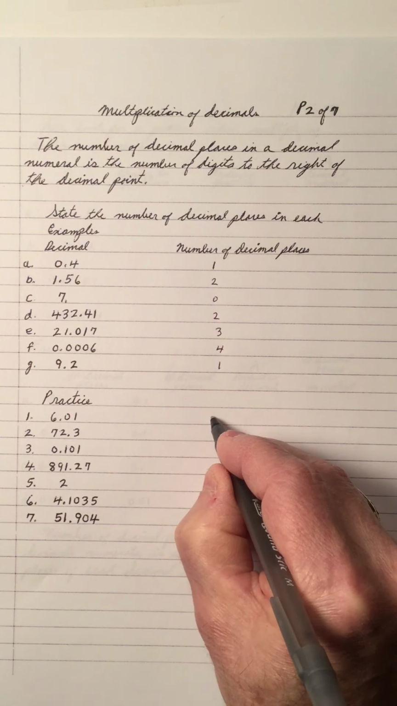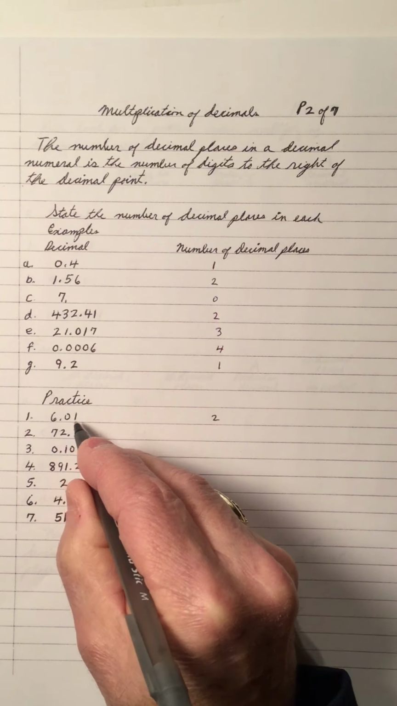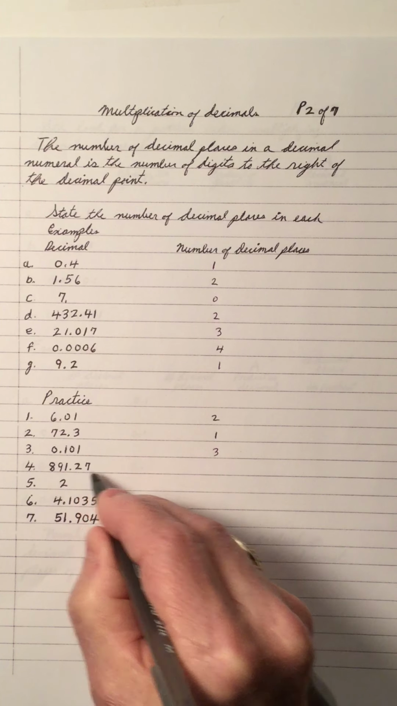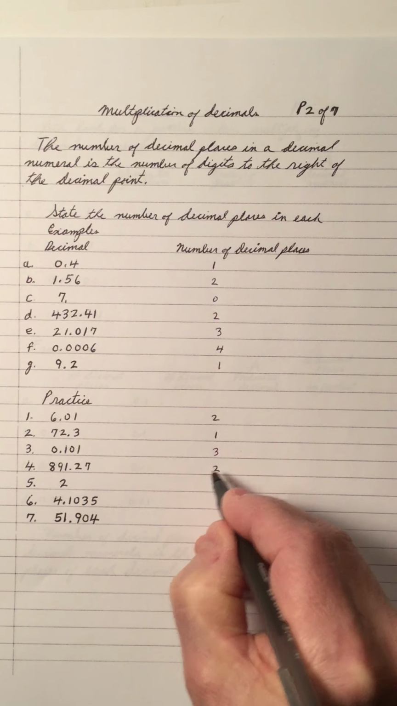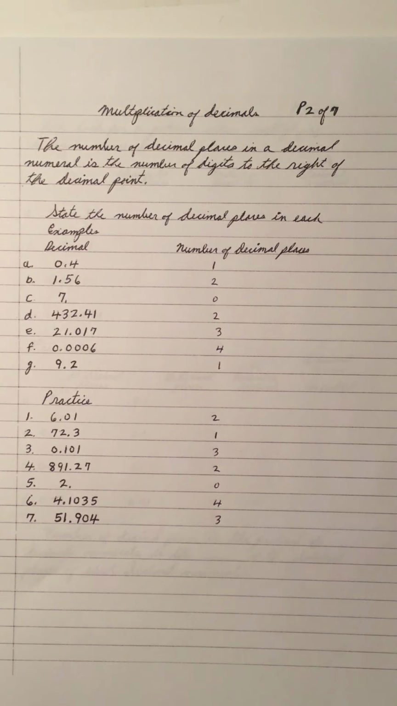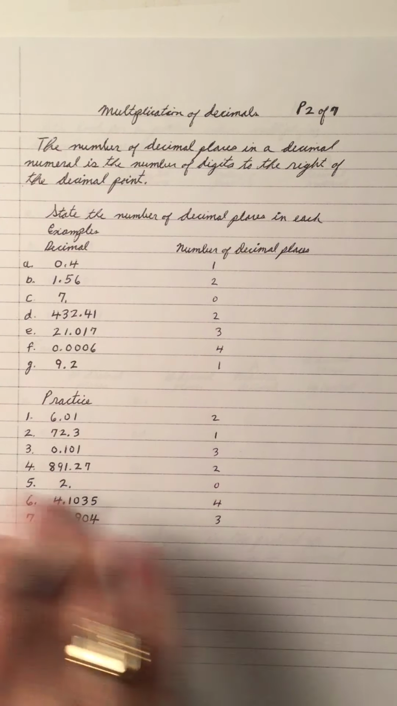2 decimal places, 0 and 1. 3, 1 decimal place. 1, 2, 3. 2, 7, 2 decimal places. 2 has no decimal places. 1035, 4 decimal places. 904, 3 decimal places. So the number of decimal places is what's to the right of the decimal.